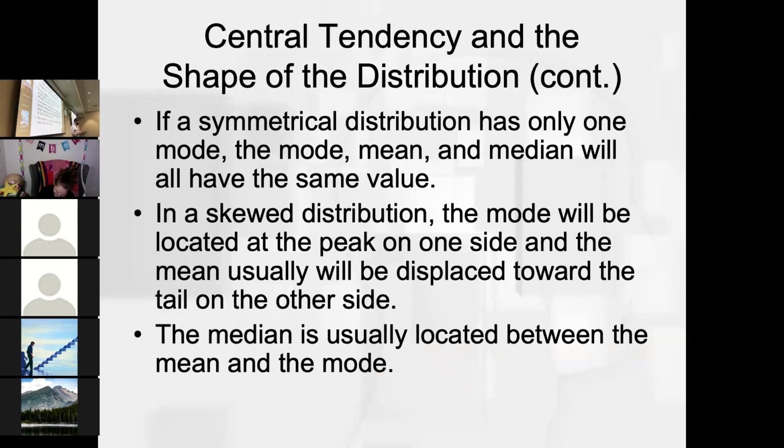In a skewed distribution, on the other hand, that mode is going to be at the peak on one side. The mean will usually be displaced towards the tail on the other side. And then that median is usually in between the mean and the mode.